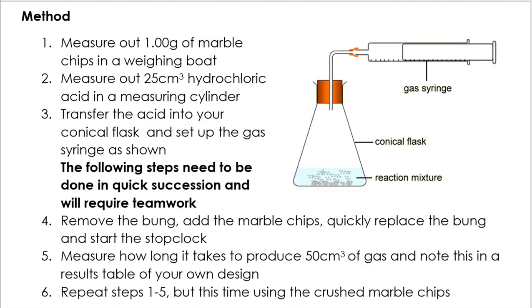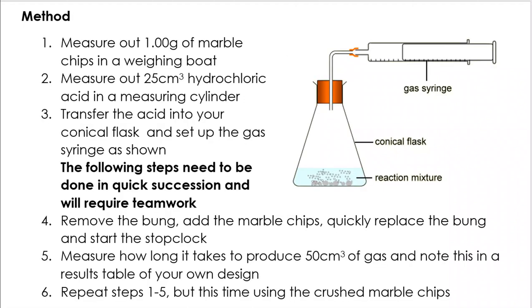You can see we're using a gas syringe, and a gas syringe is a great way of measuring the volume of a gas produced. This is sealed, so any gas made will move up and it will force the plunger out. So we're taking 1 gram of marble chips, we're reacting it with 25 centimetre cubed of hydrochloric acid. And we're seeing how long it takes to produce 50 centimetre cubed of gas. Then we do it all over again, but instead of using the marble chips, we use crushed up marble chips.